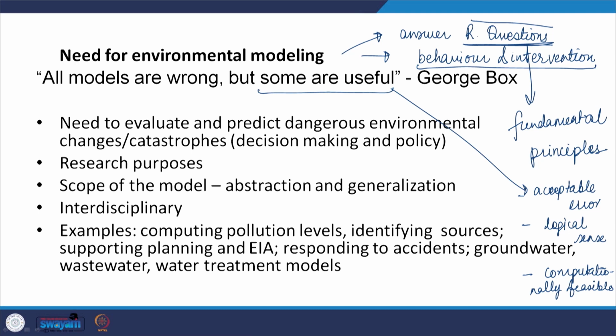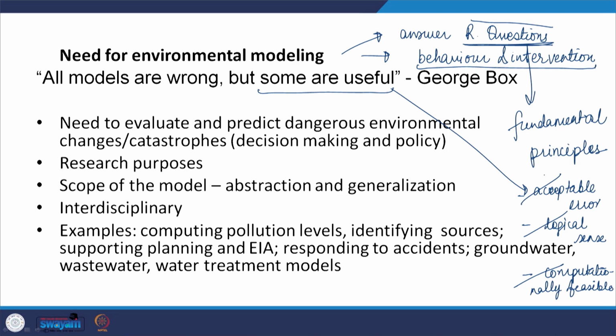So these are some attributes of a model that can be acceptable. It's easy to compute, easy to run the model, it makes logical sense, and the results that it gives us are within the acceptable range of error. Now, when it comes to environmental modeling, we have to understand that it is very important to decide the scope of our model. What will be the scope of our model?